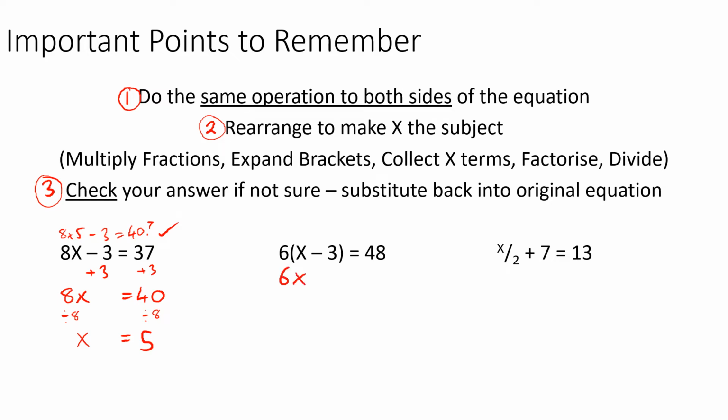If you're encountering a bracket, going through the method, we should expand those brackets. So if we do, we'll get 6x minus 18 is 48. Then it's the same as what we just did. We're going to add 18 to each side, so 6x is 66, and then we're going to divide by 6. So x is 11.